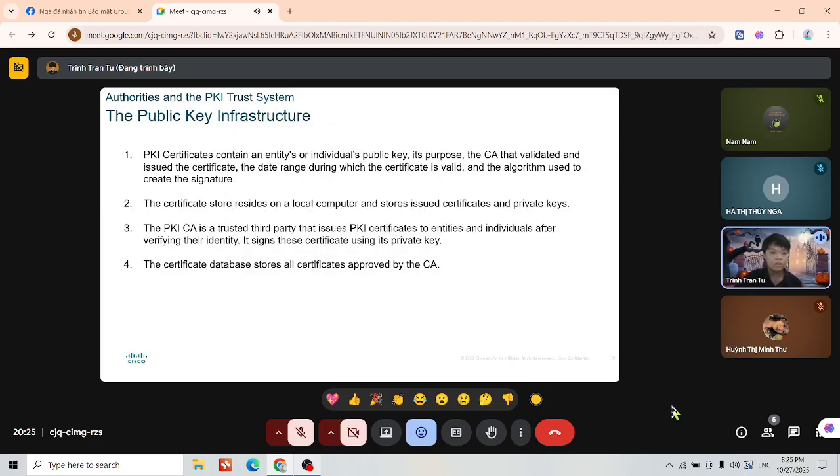3. A PKI certificate includes the public key, issuer information, validity period, and signature algorithm. Certificates are stored locally. The CA signs certificates using its private key. A PKI certificate is like an electronic ID card containing the public key, validity date, and information about the user and CA.